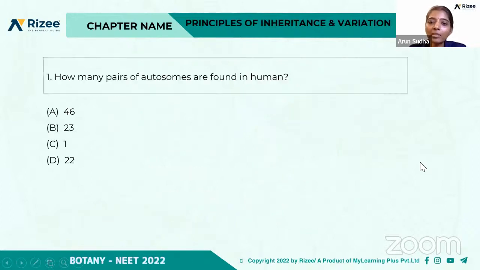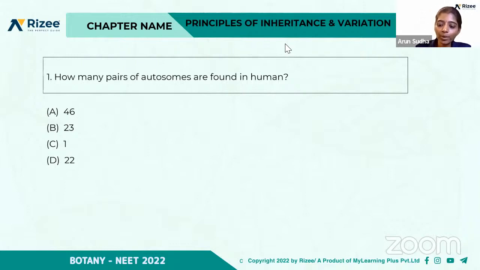So how many pairs of autosomes are found in human? Whether it is 46, 23, 1 and 22. Yeah, 22 is the right answer.